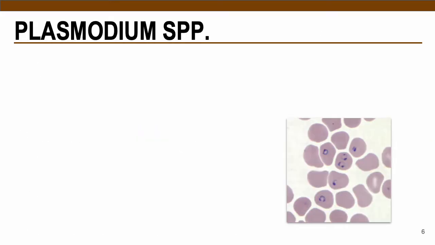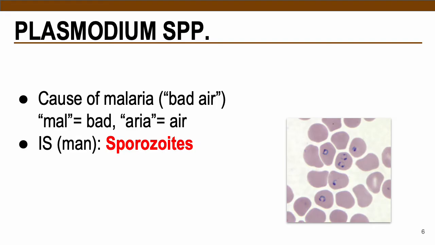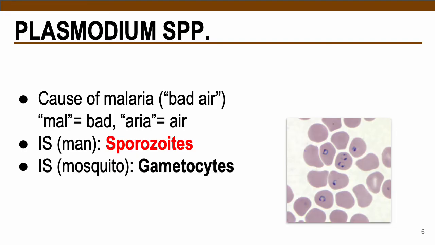So let's start first with Plasmodium species. This is the cause of malaria, mal for bad and aria for air, so it is also known as the bad air. The infective stage of this parasite to humans is the sporozoite. So, clinically significant, the sporozoite is the infective stage, while the infective stage for the mosquito is what we call gametocytes.